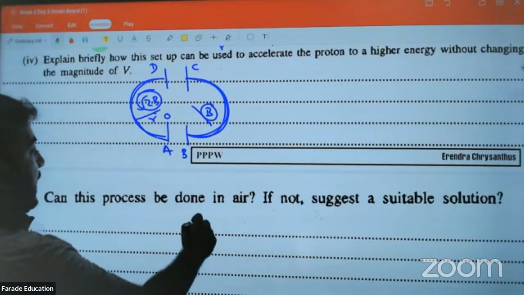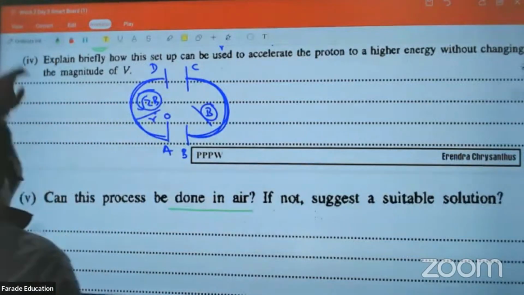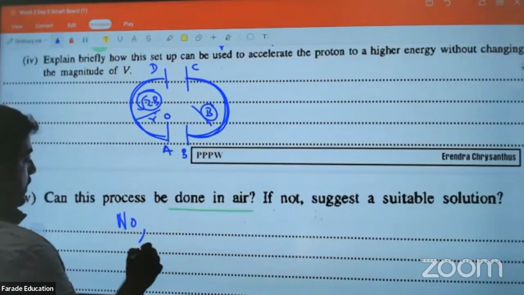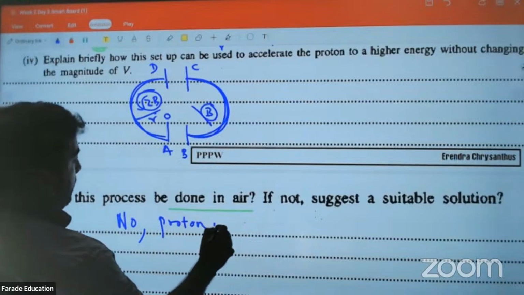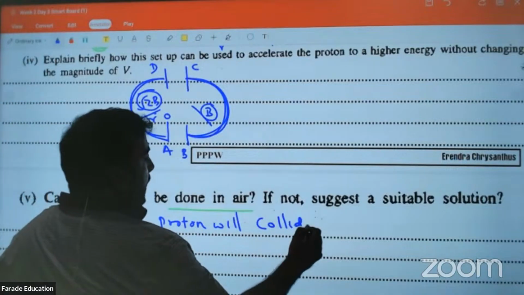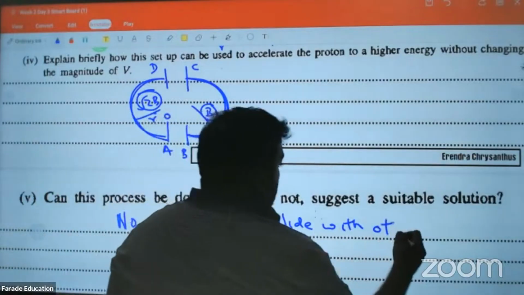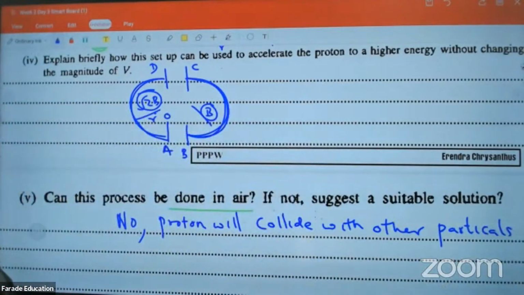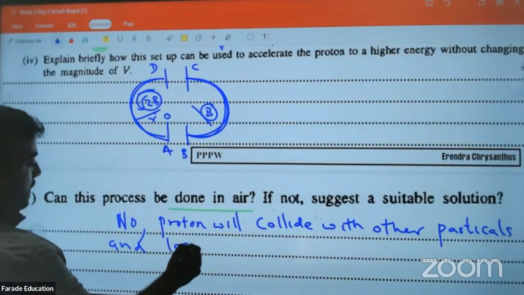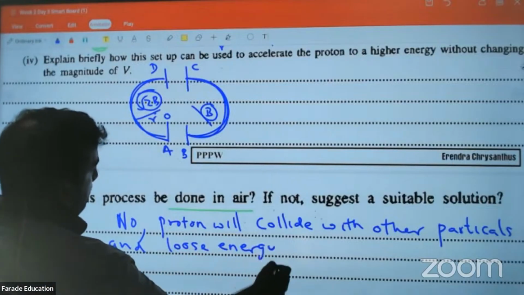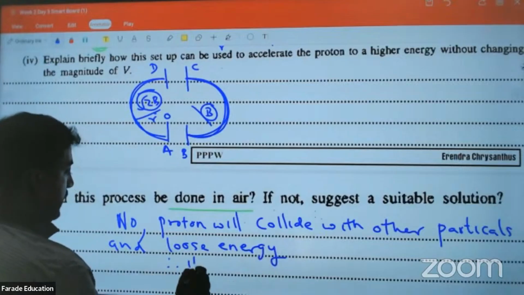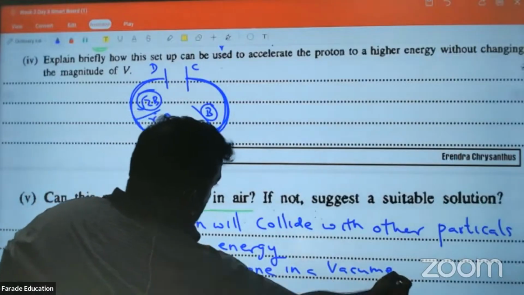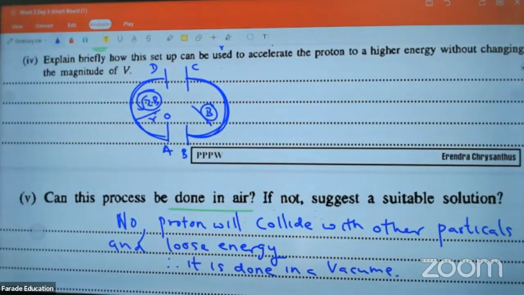Last one. Can this process be done in air? Answer is no. Why? Proton will collide with other particles and lose energy. Therefore, it is done in a vacuum. Okay, no? Therefore, it is done in a vacuum.